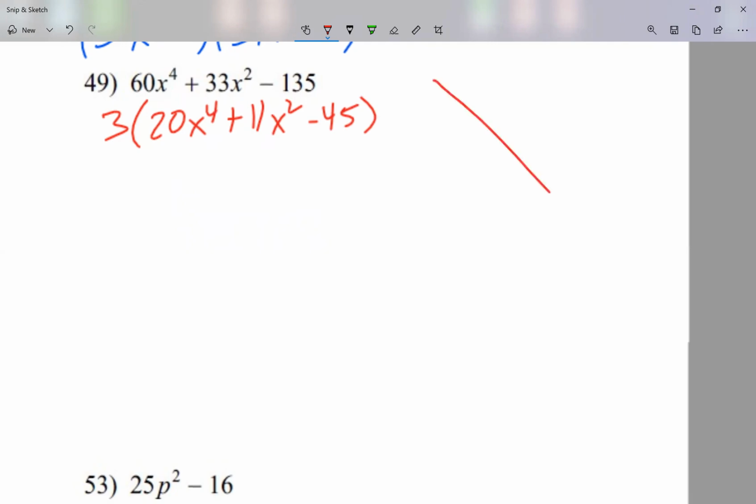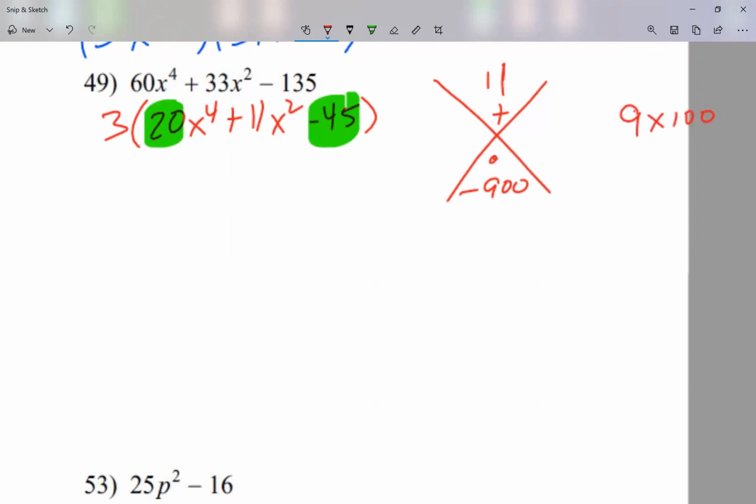So I'm looking at my diamond. I'm looking at two numbers that multiplied is a negative 900, but when I add is 11. Negative 900 because I multiplied 20 times a negative 45. Okay, so let me find my factors of 900. Let me start with 9 times 100. 10 times 90.